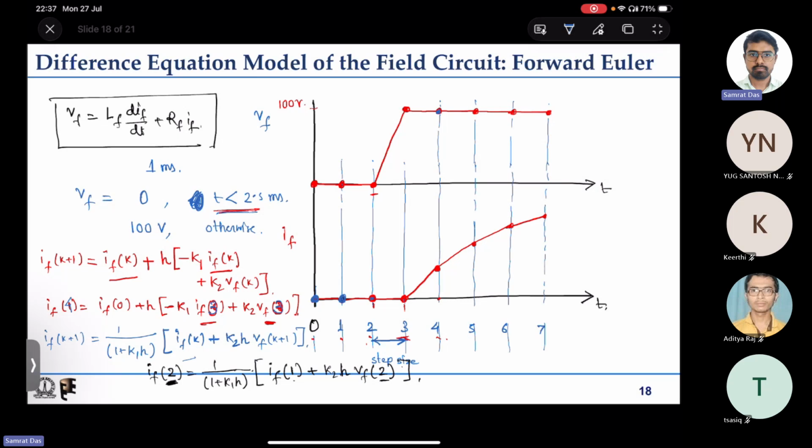Here for 2, if1 equal to 0 and vf2 is also 0, so still it will remain here only. When we go to 3, then if2 is equal to 0, but vf3 is equal to 100 volt. So straight away it will increase from here only, and it will keep on increasing.